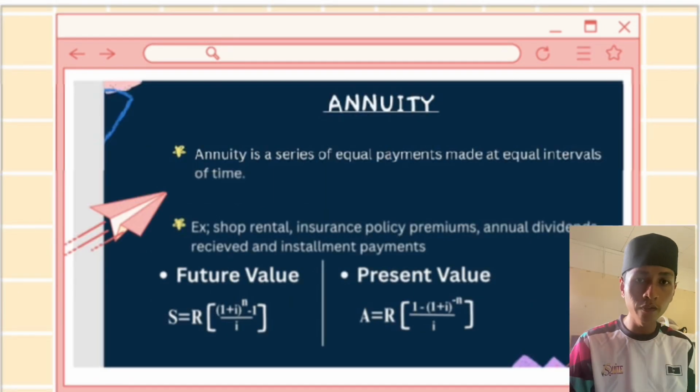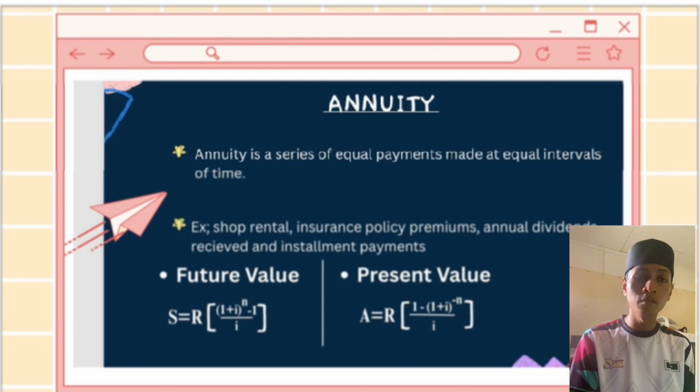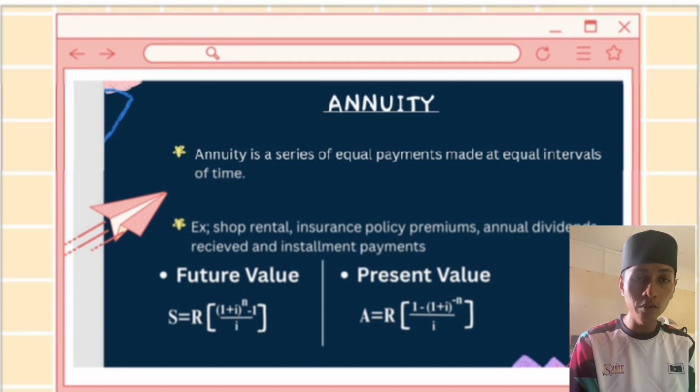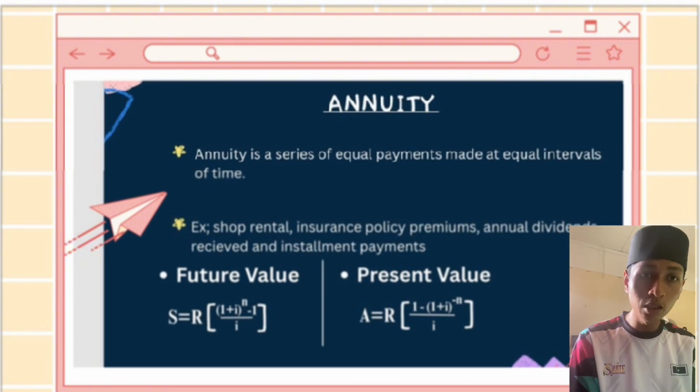Annuity is a series of equal payments made at equal intervals of time. Examples are shop rental, insurance policy premium, annual dividend receipt and installment payment. The formula for future value is S equals R [(1 plus i) to the power n minus 1] per i. The formula for present value is A equals R [1 minus (1 plus i) to the power of negative n] per i.